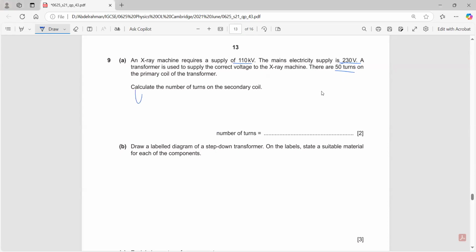So basically Vp over Np equals Vs over Ns. Vp is 230 over 50 equals Vs, which is 110,000 over Ns. If we cross multiply 50 times 110,000 divided by 230, the final answer would be around 23,913. So you can just write it down as 23,900 turns. You can round it up to 24,000 turns if you'd like.